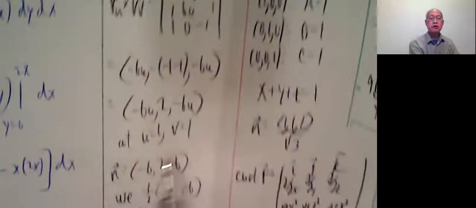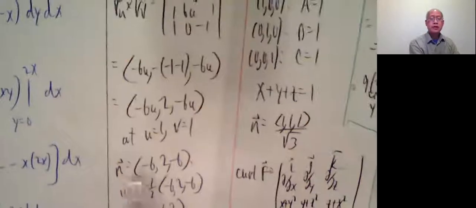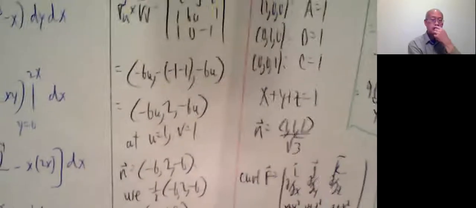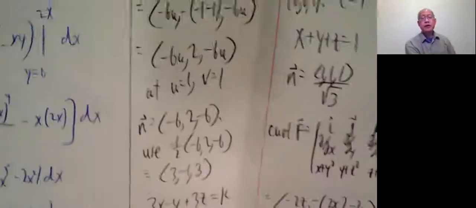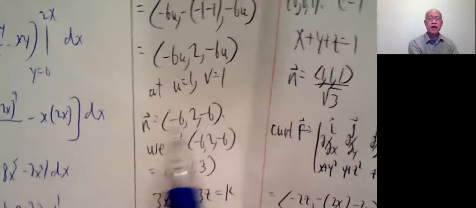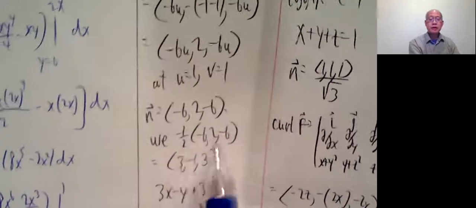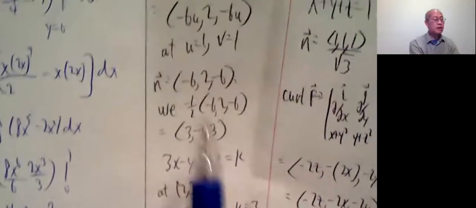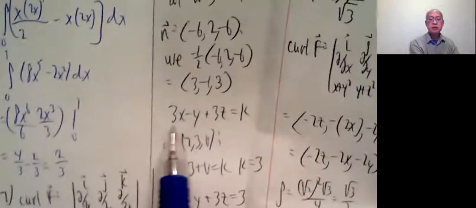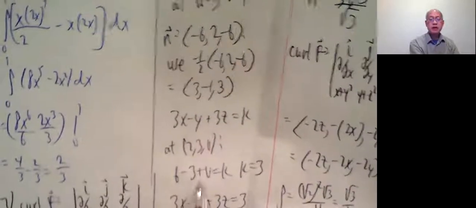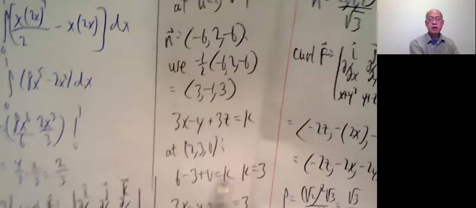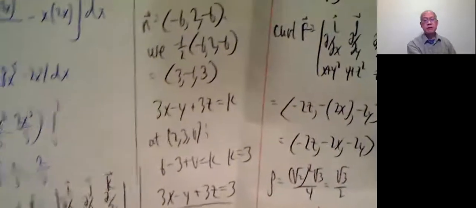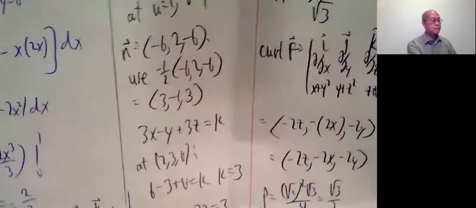Now I plug in u as 1, v is 1. So the normal vector is negative 6, 2, negative 6. You're allowed to take any scalar multiple of that as the normal vector. So I pick negative 1/2 times this vector to make it a little bit nicer, and I get 3, negative 1, 3. That's 3x minus y plus 3z equals k. To find k, I plug in the given point 2, 3, 0. So 6 here, negative 3 here, 0 there, 3 equals k. So k is equal to 3. Final answer, 3x minus y plus 3z equals 3.